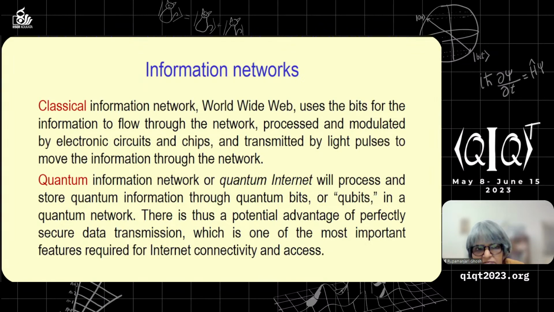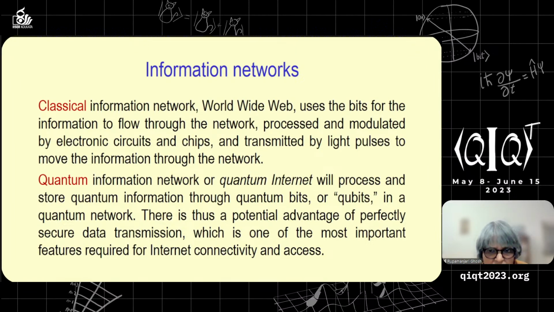So what exactly are we looking at? We talk about networks. In the classical information network, the WWW, you use bits for the information to flow through the network. It gets processed and modulated by electronic circuits and chips and transmitted by light pulses to move the information through the network, right? So this is before the second quantum revolution.